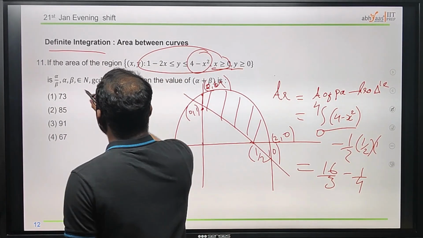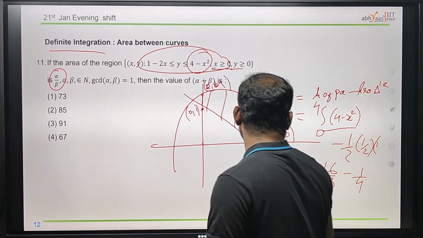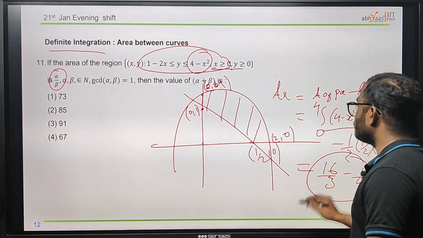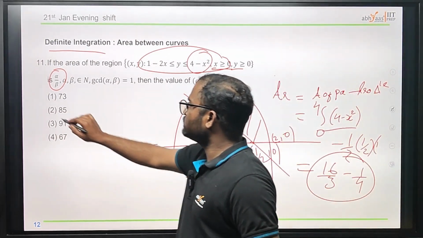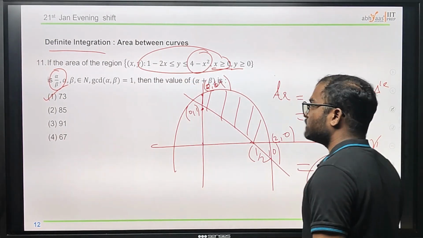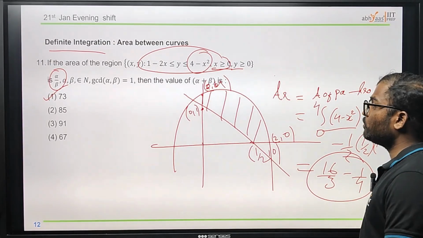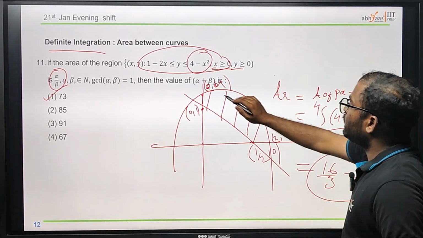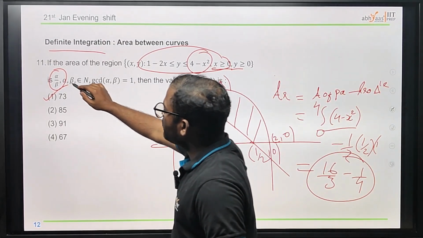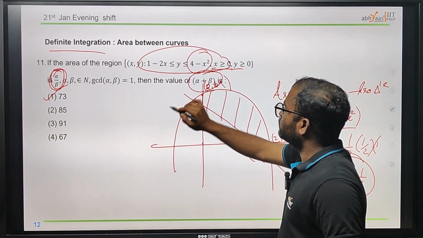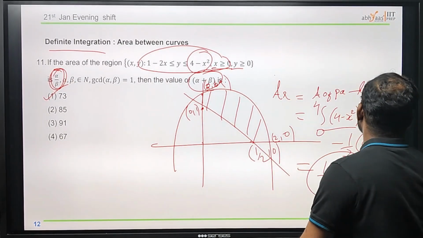Now just see here, we will have the alpha and beta situation. Therefore just do the LCM part of it, we'll get the answer. We have 73. Okay, we will get 61 by something. I hope you understood what I'm saying. In order to find alpha plus beta, just find alpha and beta and add them. We will get 73 as the answer.